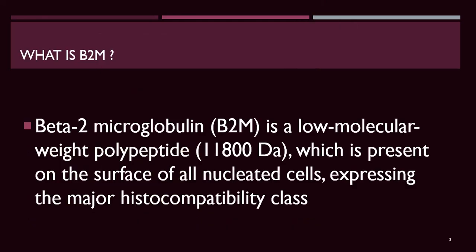Beta-2 microglobulin is a low molecular weight polypeptide of 11,800 Dalton, which is present on the surface of all nucleated cells expressing the major histocompatibility class.